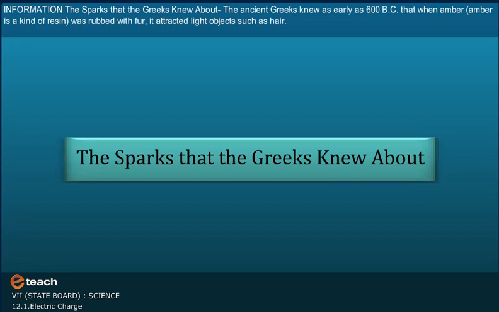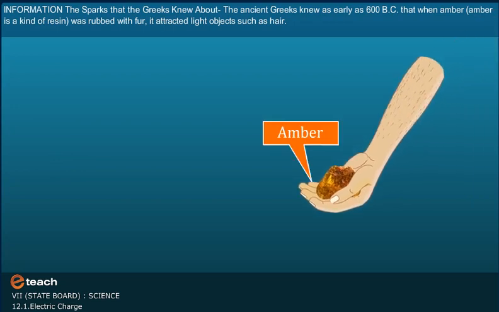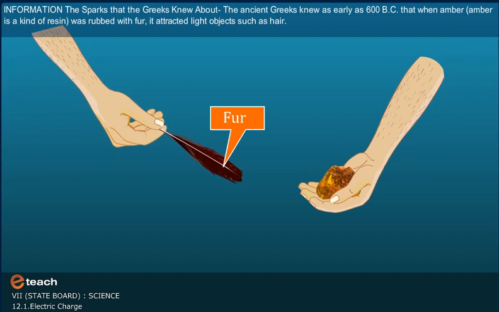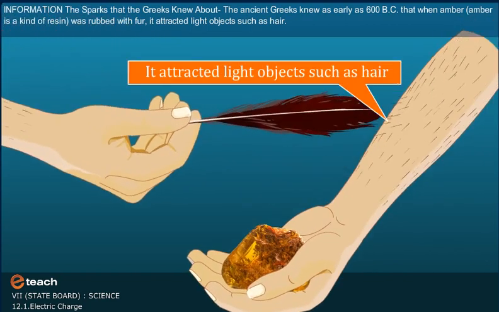Information. The sparks that the Greeks knew about. The ancient Greeks knew as early as 600 BC that when amber, a kind of resin, was rubbed with fur, it attracted light objects such as hair.